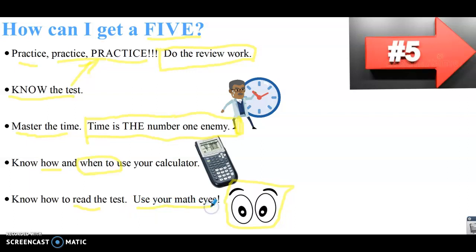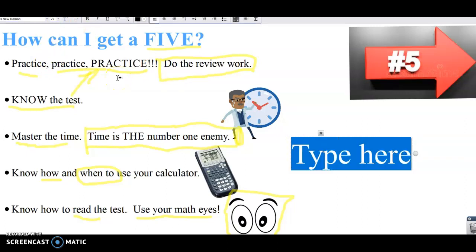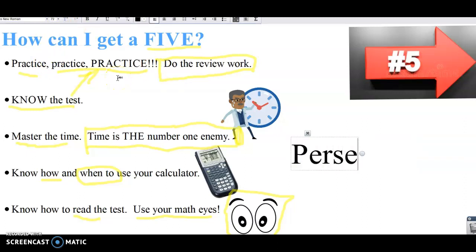And I would say, I didn't put this as a bullet, but honestly, I'm going to type it right now. The most important thing you can do, I'm going to make it really big, I'll probably run out of space, is persevere. I hope I spelled that right. Persevere. Don't give up. You can do this. Do the review work, follow these tips, and you most definitely can get a 5 on the AP test.